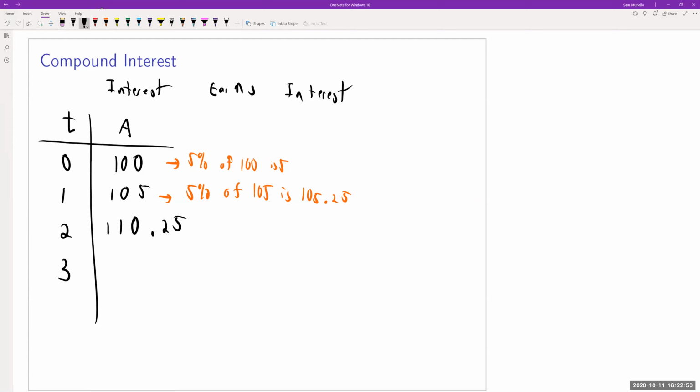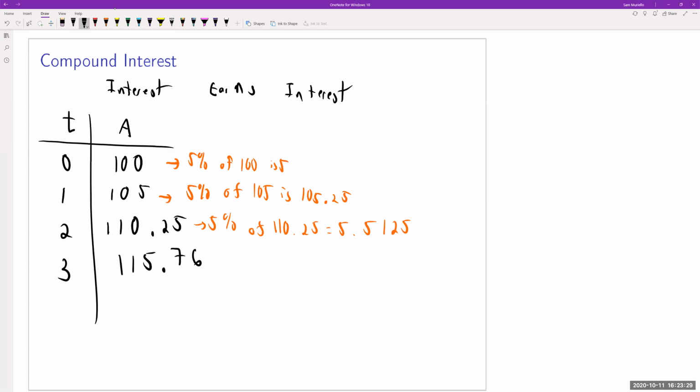After 3 years, we'll need to find 5% of that again. And this is where we'll probably start needing a calculator. So 110.25 times 0.05 comes out to be 5.5125. So rounded to the nearest penny, after 3 years, we're going to have 115.76. And always we're going up a little bit more than we did the previous time.